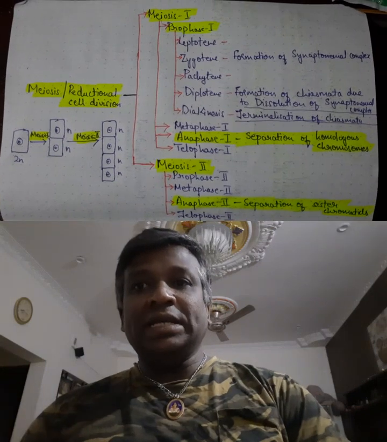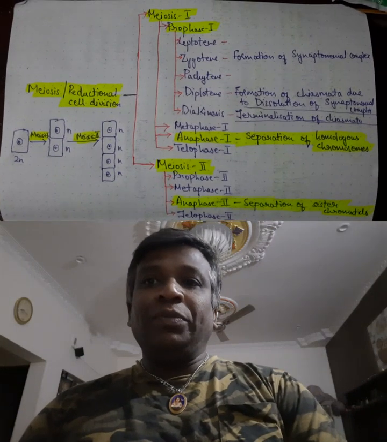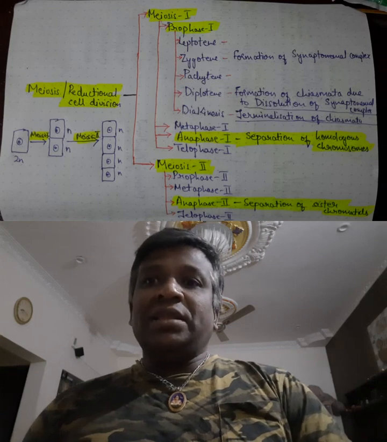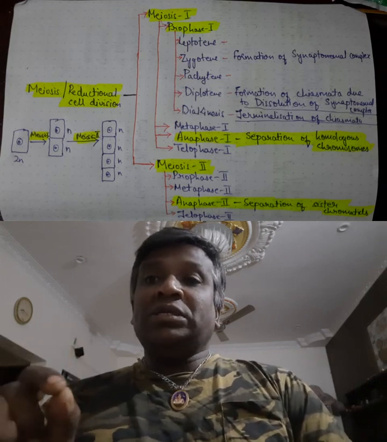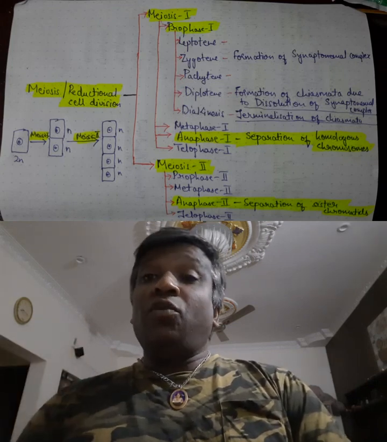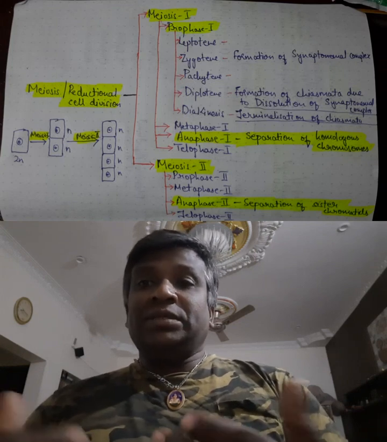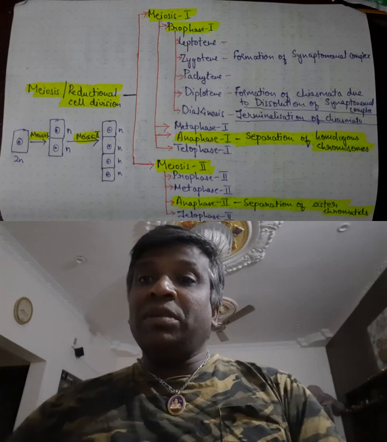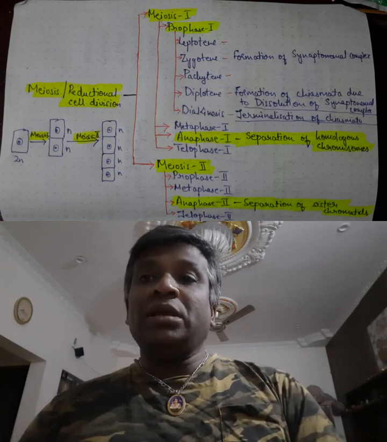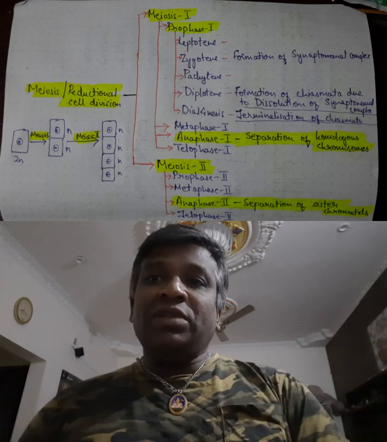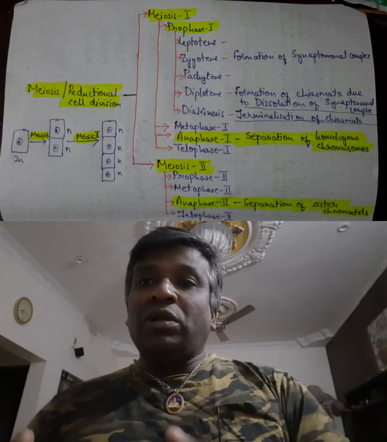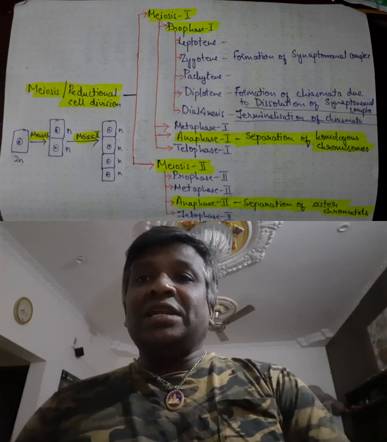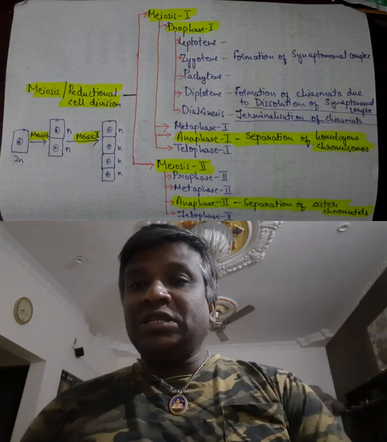Meiosis is also called reductional cell division. You know that the parent cell undergoes meiosis to form four daughter cells. In this process, the parent cell is diploid and the newly formed four daughter cells are haploid. So there is a reduction in ploidy level, because of which we call this reductional cell division.